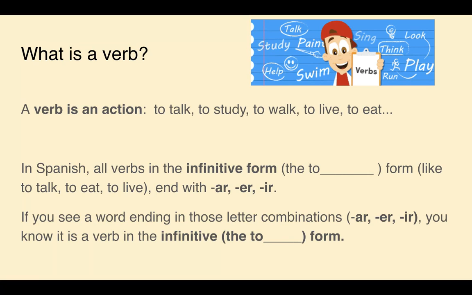In Spanish, all verbs in the infinitive form, that's the to do something, the to talk, to study, to walk, end with either AR, ER, or IR. So there are three types of verbs in Spanish: AR, ER, and IR. If you see a word in Spanish that ends with those letter combinations, you know that it is the infinitive form of the verb, the to do something.